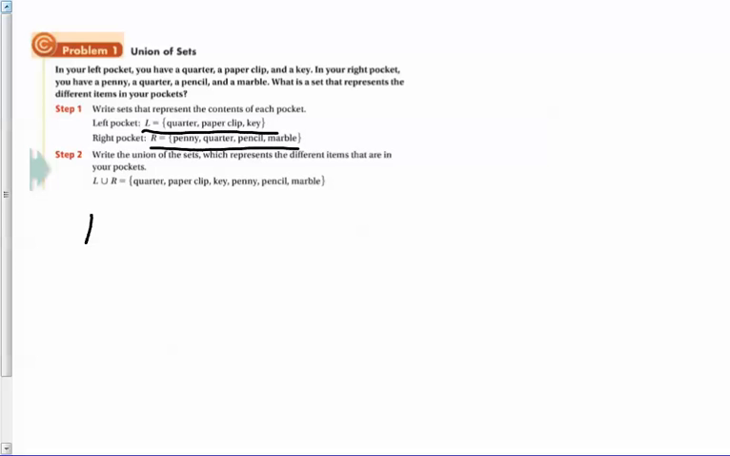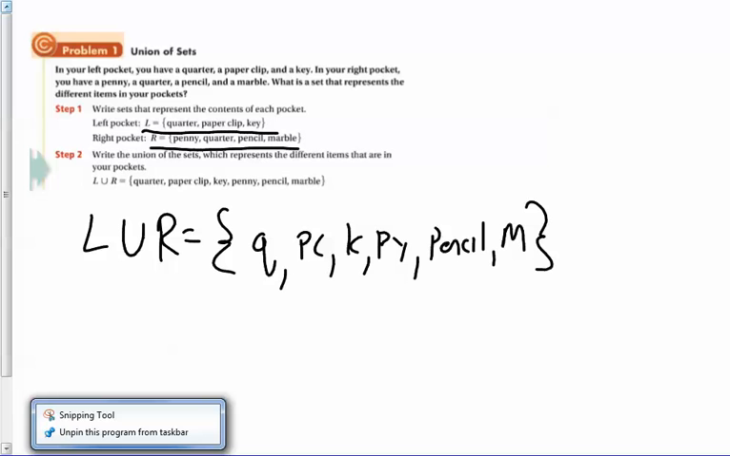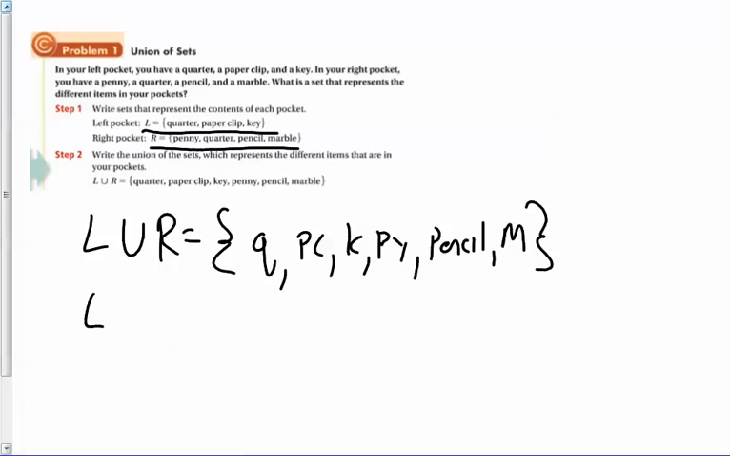The question asks for different items, so they want us to do L, left pocket, union with right pocket. So all the stuff that I have would be a quarter, a paper clip, a key, a penny, a pencil, and a marble. Now, to make it crazy, this is extra: what would be the intersection of this? Is there anything they have in common that's in the left and the right pocket? Looks like it's just the quarter.